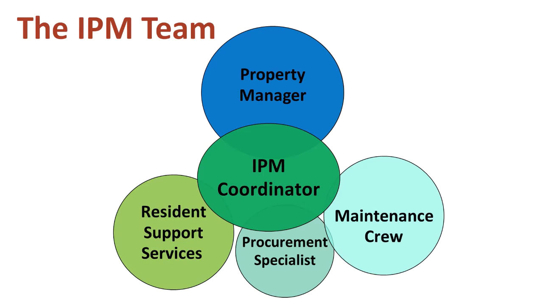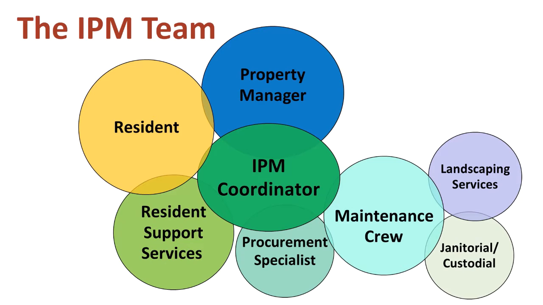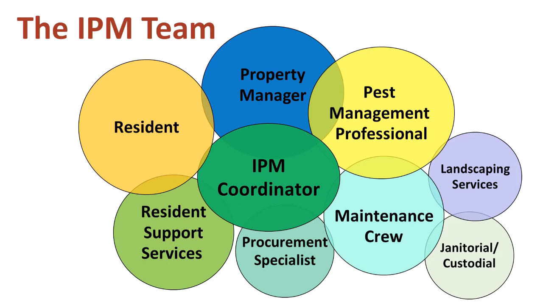The maintenance crew addresses moisture issues and makes repairs that block pest entry points. Janitorial or custodial services clean common areas. Residents must clean regularly and report maintenance issues and pest problems. Landscape services choose plants that are pest resistant and keep plants away from the building. Minimizing rat habitat and hiding spots should be considered when planting. The pest management professionals, or PMP, follows the terms of the contract, conducts inspections, monitors pest populations, and applies pesticides that pose the least risk to human health and the environment.